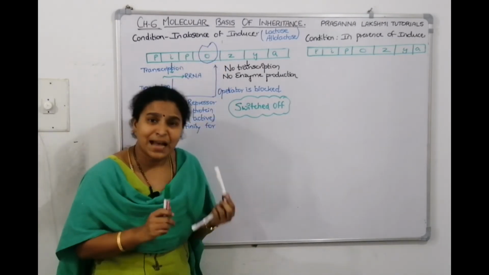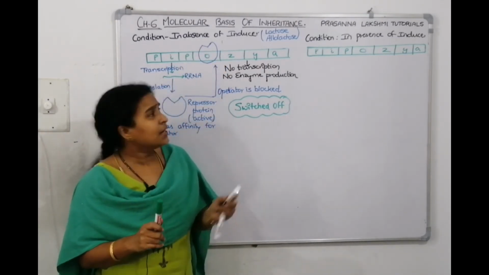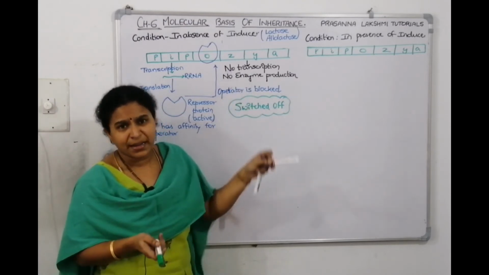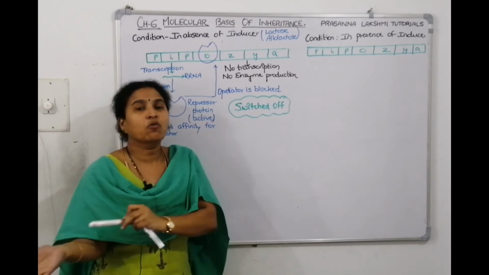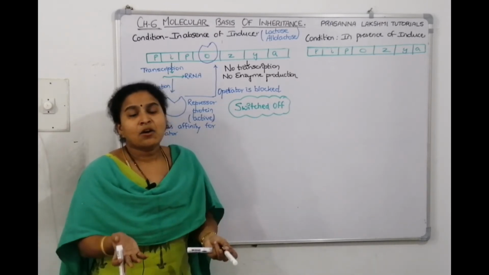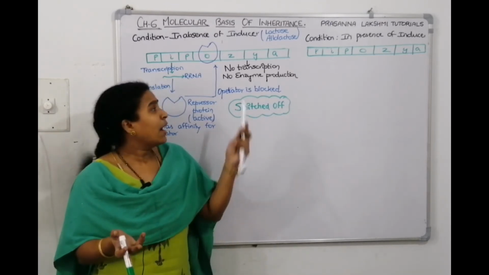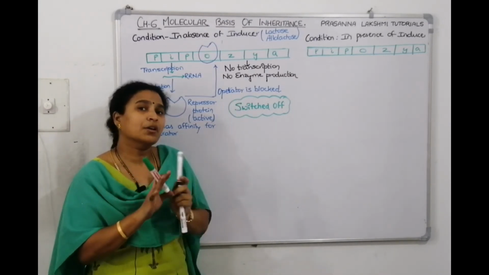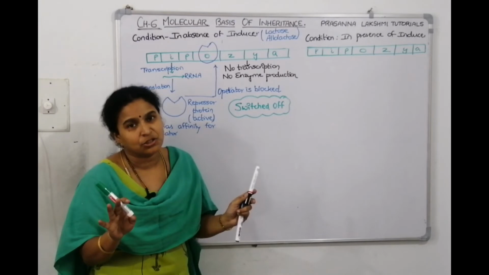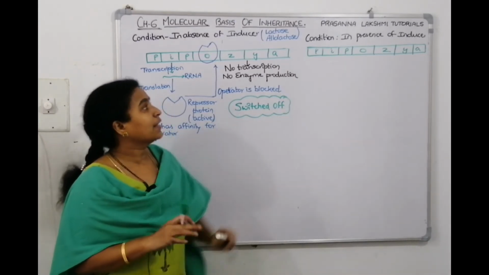When lactose is absent, do you need the enzyme beta galactosidase to break it? Do you need the enzyme permease to permit it? No one is there outside. Whom will you permit? Whom will you break? So then, unnecessarily energy should not be wasted. That means it's better that the operon is switched off. It is conserving its energy. Understood? Now let's talk about the other condition.